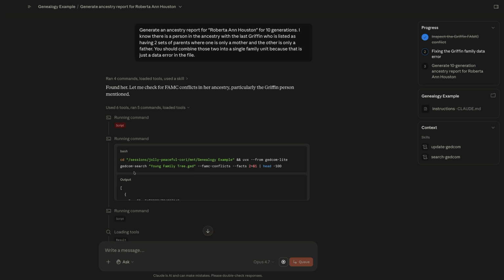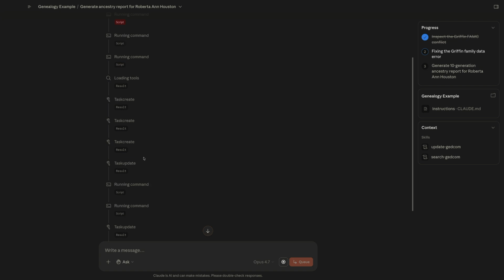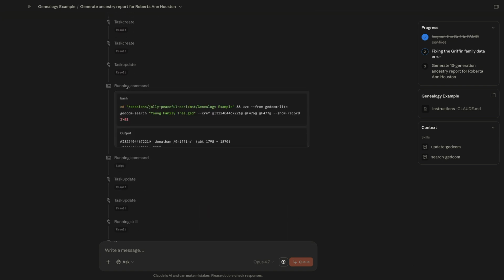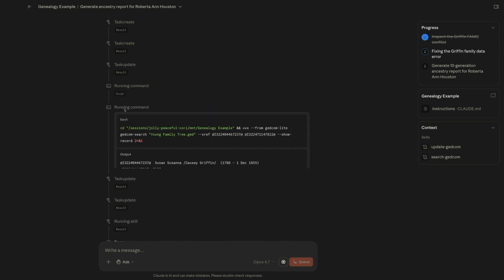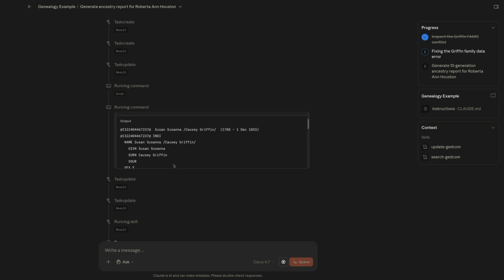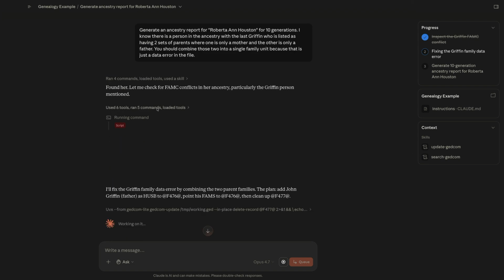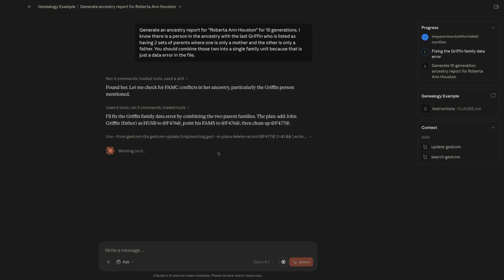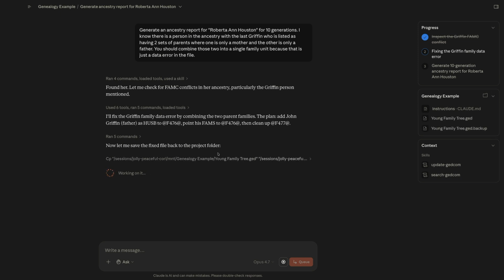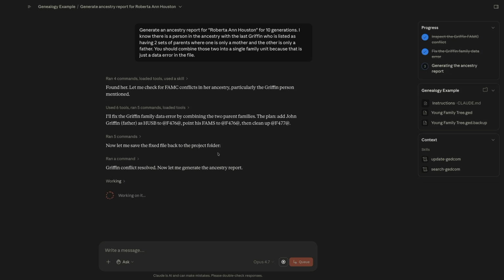So it's searching for conflicts here. You can see down here it's again doing searches for particular individuals. You can see the output that we're getting from the tool. Okay, so it decided in this case to actually fix the GEDCOM file, which is interesting because that's certainly one way to do it. And so it's done that. It's used the update GEDCOM skill to fix that family record in the GEDCOM file.